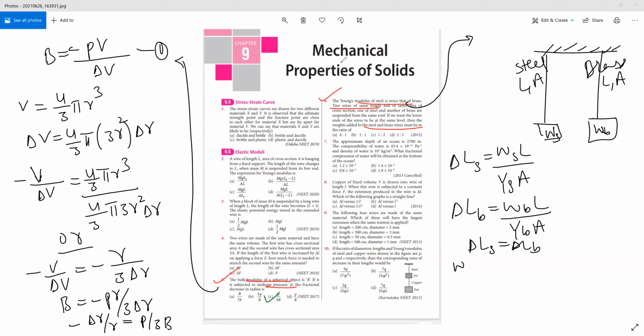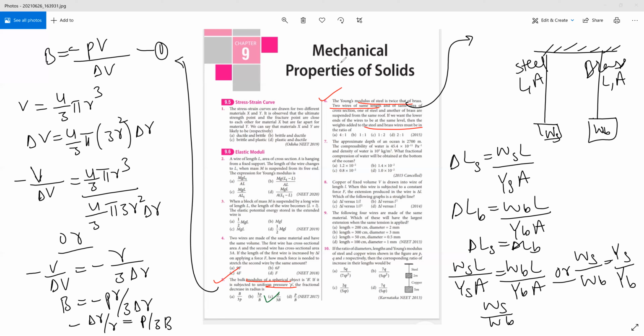So therefore, WS into L divided by Young's modulus of steel into area is equal to WB into L divided by Young's modulus of brass into area. Or you can write this as WS divided by WB is equal to Young's modulus of steel divided by Young's modulus of brass. So Young's modulus of steel divided by Young's modulus of brass is 2. Therefore, WS by WB is equal to 2 by 1, or you can write this as 2 is to 1. So therefore, for the sixth one, this is the right answer.